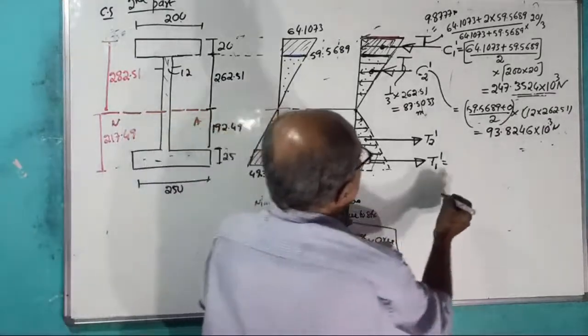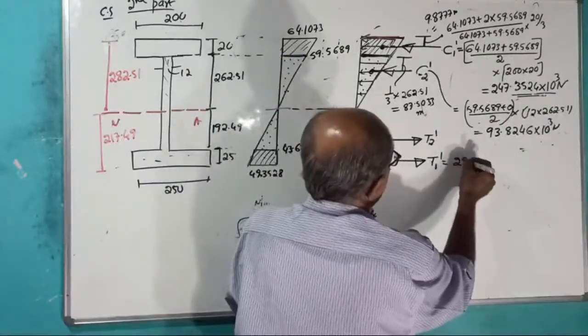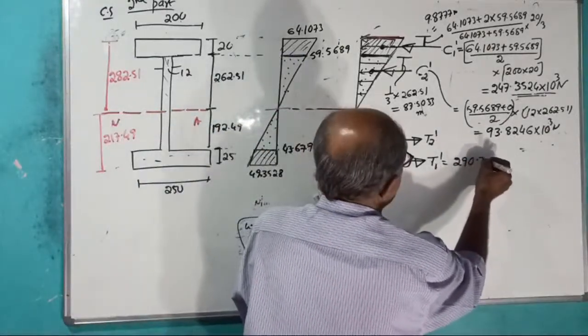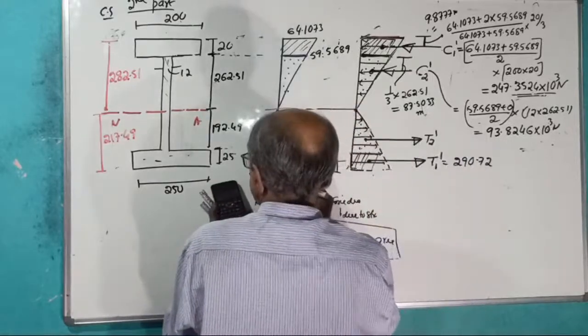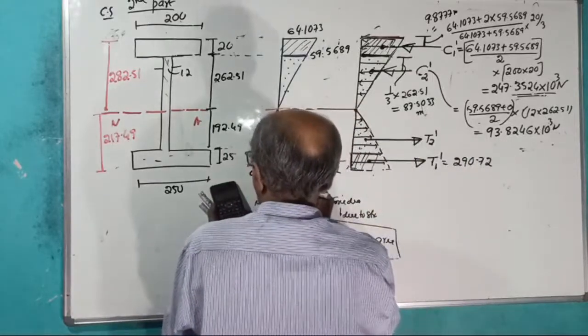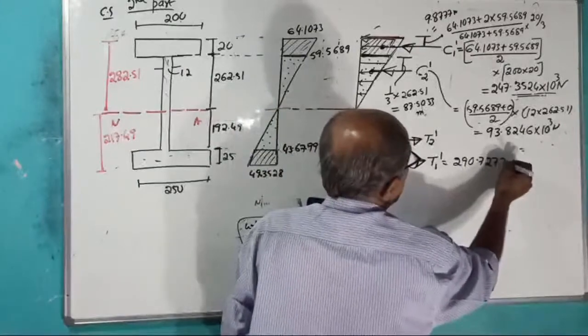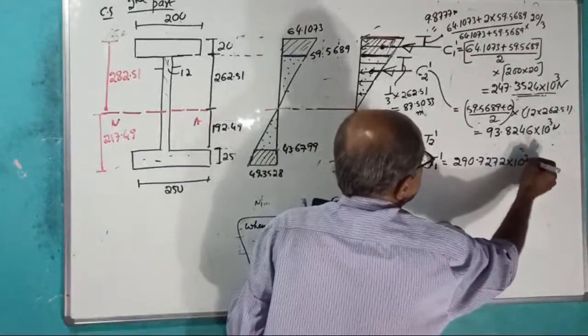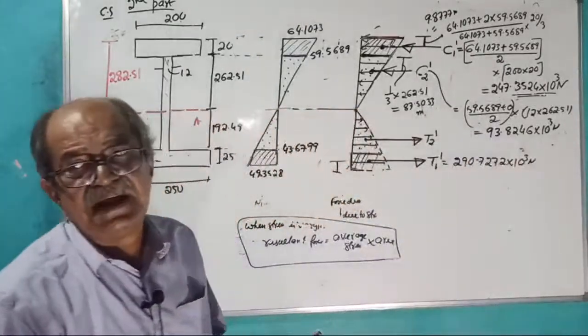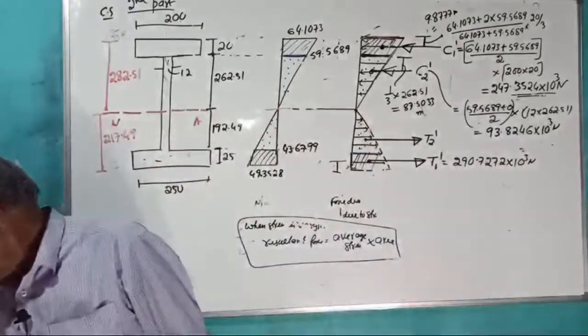Is the answer 290.72 times 10 to the power 3 Newton? Is the answer correct or wrong? Fast, tell me.